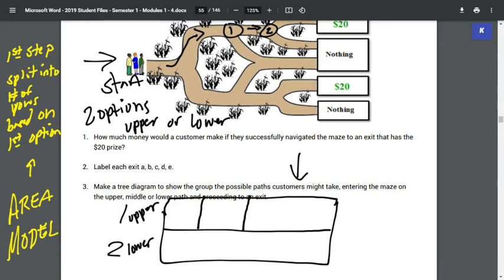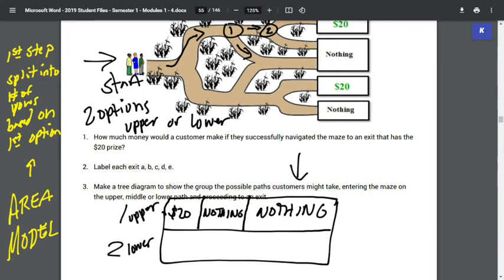One of those 25% leads to 20. The other one leads to nothing. So I'm going to write nothing there. So that's going to take care of that first one. If I decided to, hey, I want to go down this path, that's going to lead to nothing. So this entire 50% is going to be nothing. So now, that's going to take care of my upper.